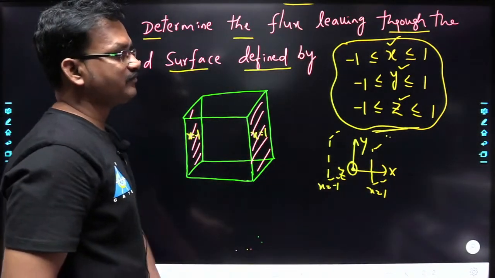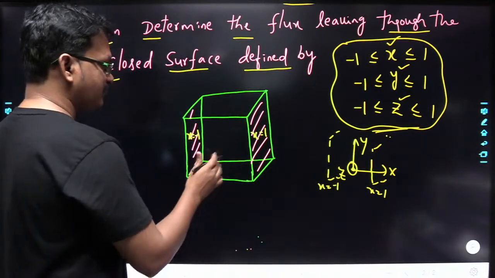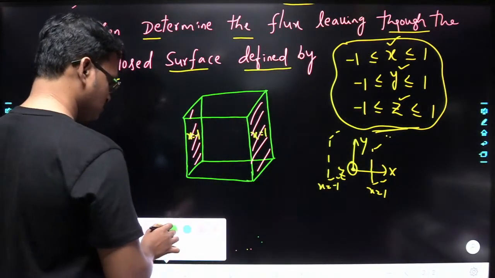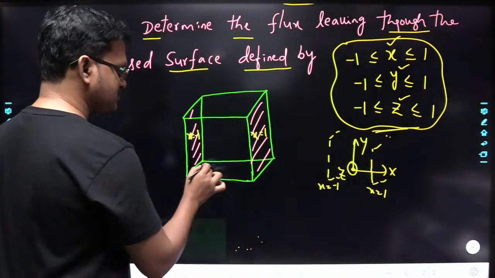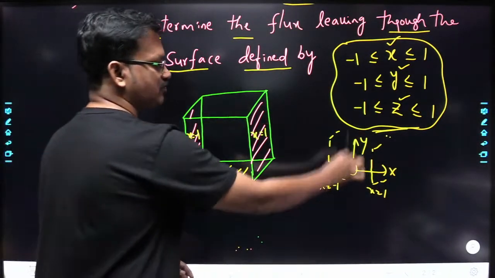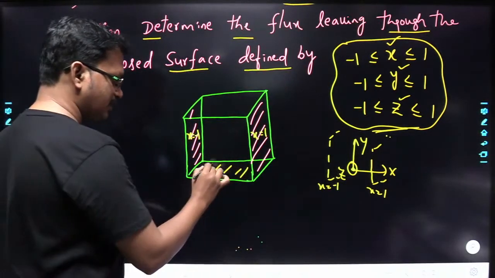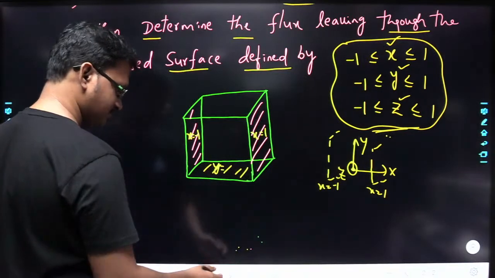Next here, y is varying from where to where? -1 to +1. So y is varying from -1 to +1. So see here. So let us say this will become what? See, y is varying in this direction, yes or no? Y is varying in this direction, right? So this plane is nothing but y is equal to -1.